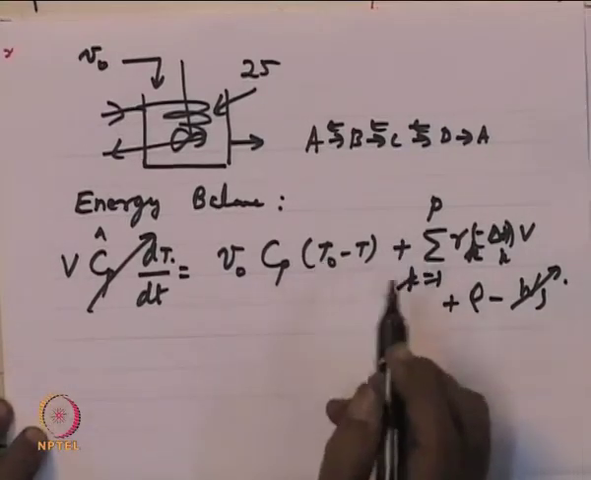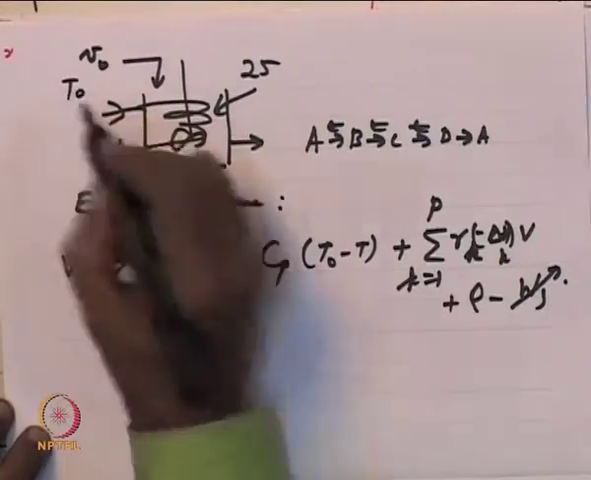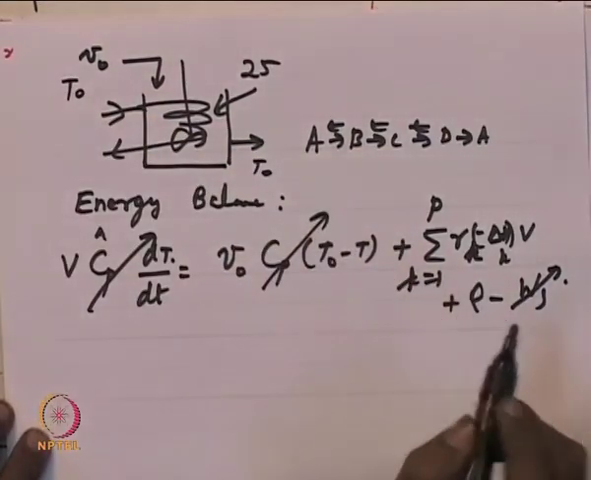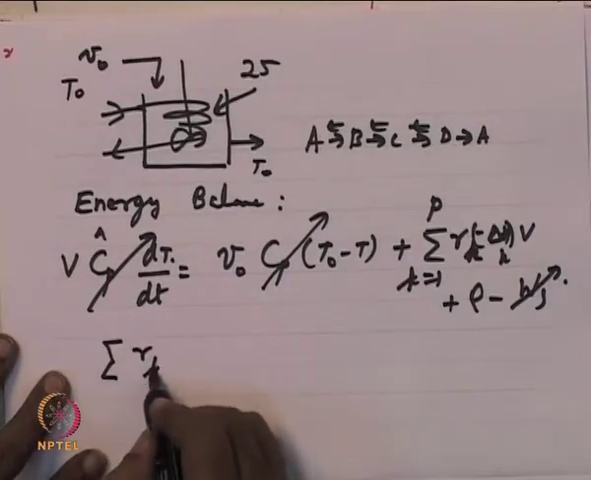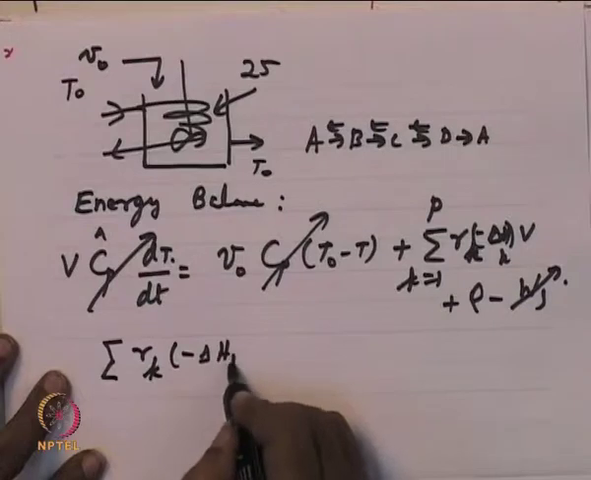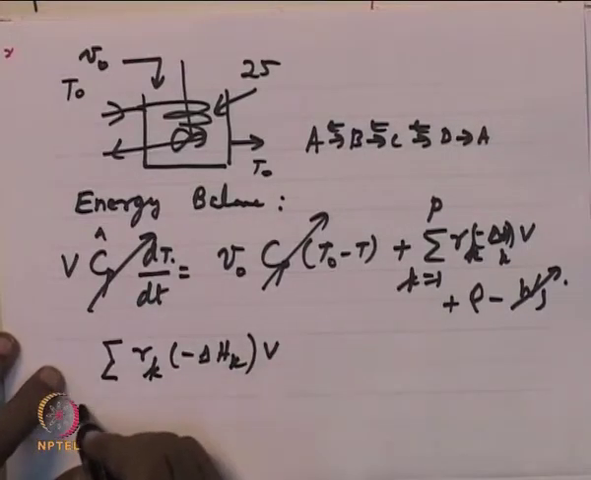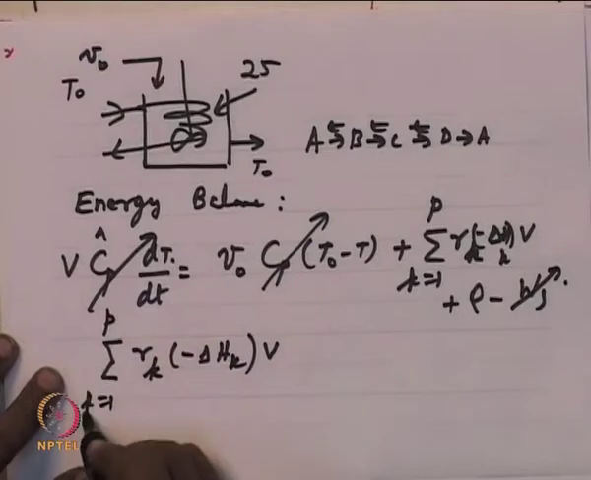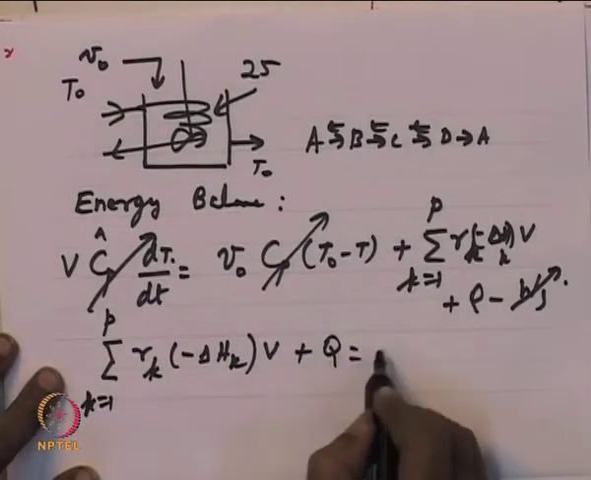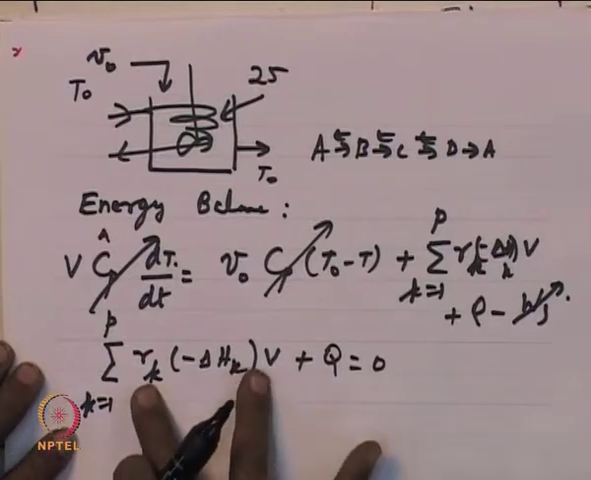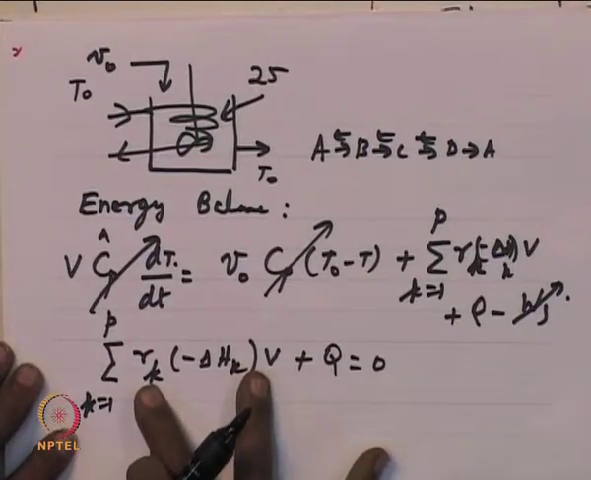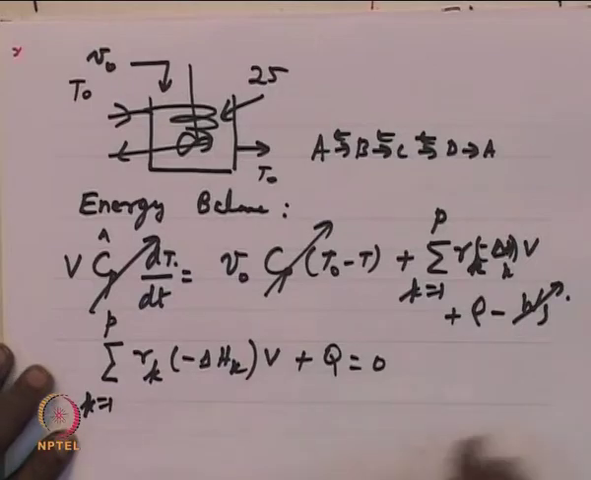If the inlet temperature equal to outlet temperature, as is the case here, this is T0 and this is also T0. So, this term is also not there. So, essentially what you have, sigma Rk times (minus delta Hk) V, k equal to 1 to P, plus Q equal to 0. All right. So, we can expand this. Essentially, you have to substitute, find out how we can relate Rk times V to x1, x2 and x3, which are the extents of reactions in the different reactions. Once we do that, our numbers are straightforward.